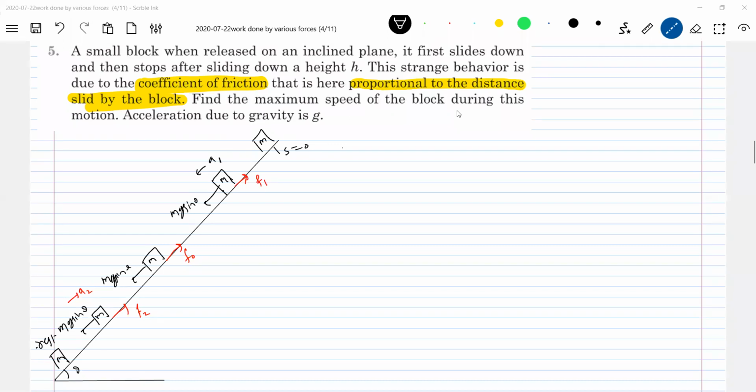Okay, now we'll continue. This is what the text has given for us. Find the maximum speed of the block during motion. Where will the maximum speed occur? You know enough kinematics. So first, what is the type of motion? Accelerated motion. From where to where? From here to here is accelerated motion.